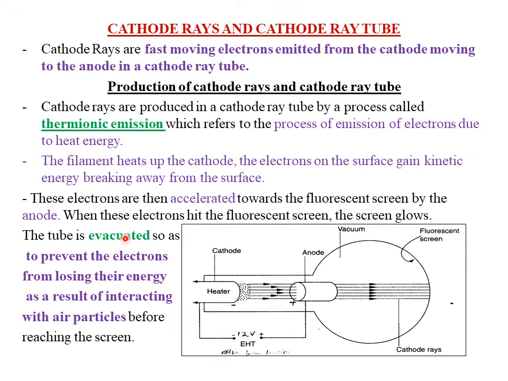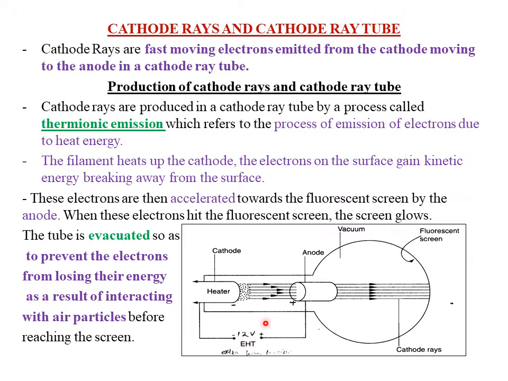So the tube is evacuated, or we remove the air from the tube, or we create a vacuum in the tube, so as to prevent the electrons from losing energy as a result of interacting or colliding with air particles before reaching the screen. So this is our extra high tension.